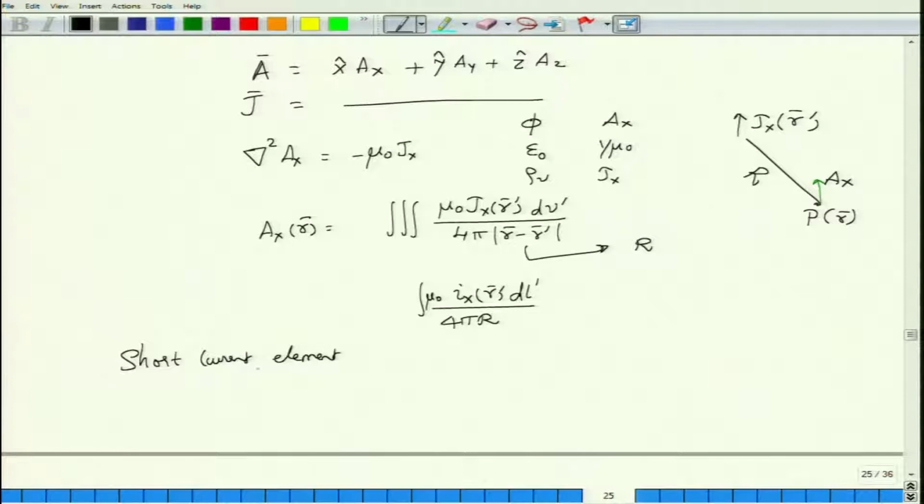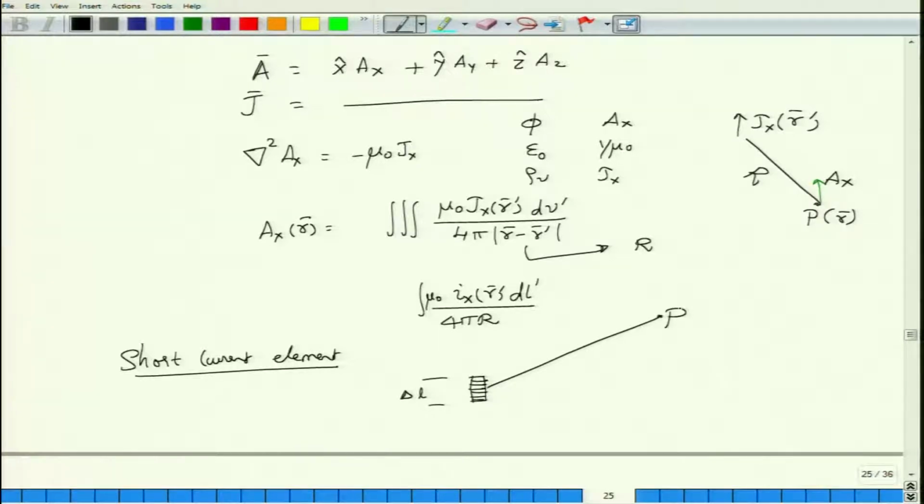We will assume that in free space you have kept a short current element which is very thin, although for illustration purposes I show it to be a little thick. This current element has a length of delta L, which will be assumed to be very small. So in essence it is kind of a point.